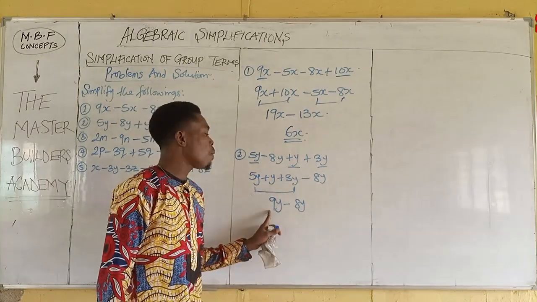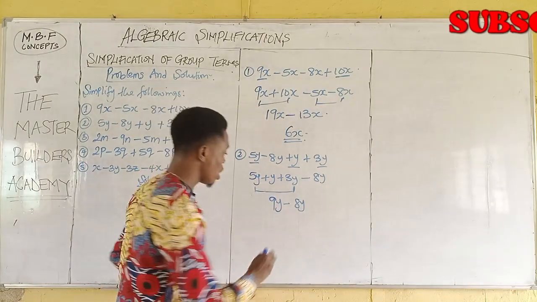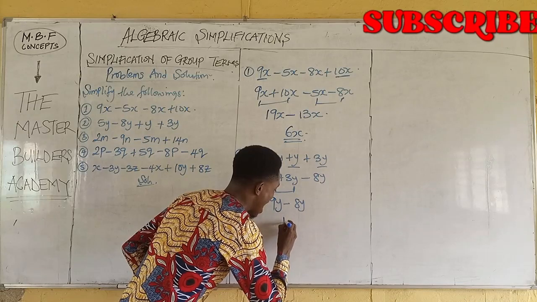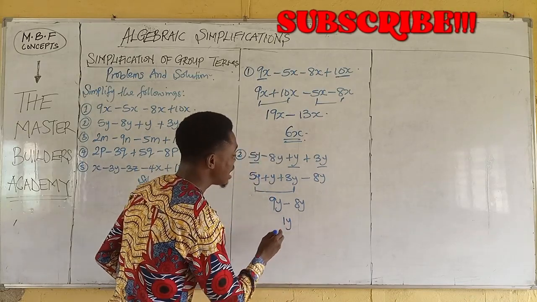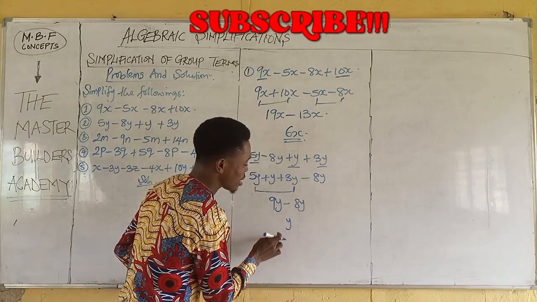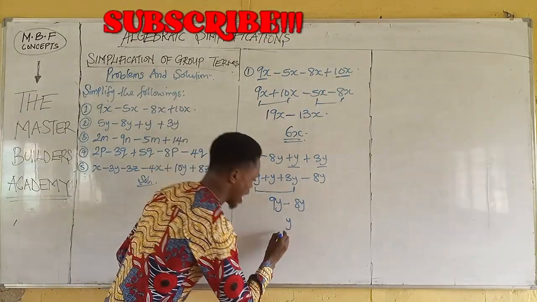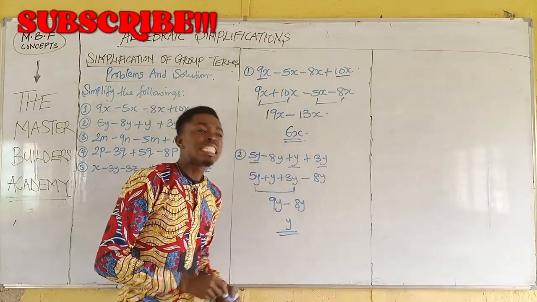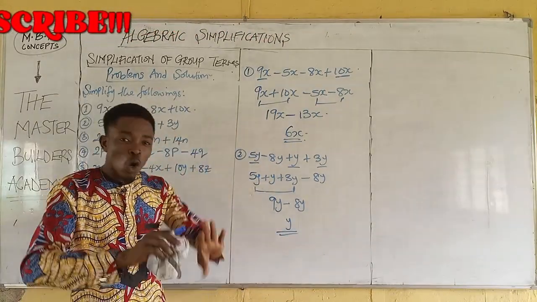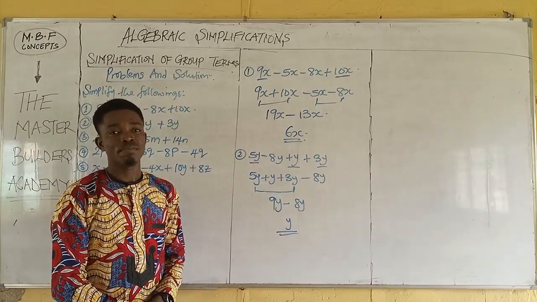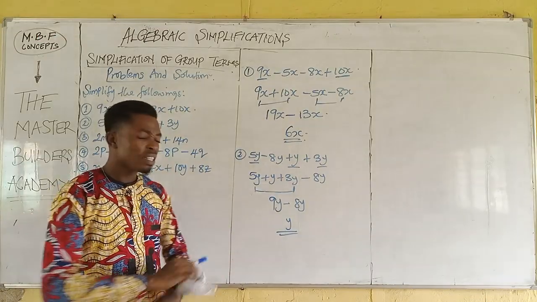Now, 9y minus 8y, guys, we have 1y. And mathematically, we don't accept it to be in this form. Therefore, the answer becomes just y. This is the answer to this very question. Guys, you see how simple this is.